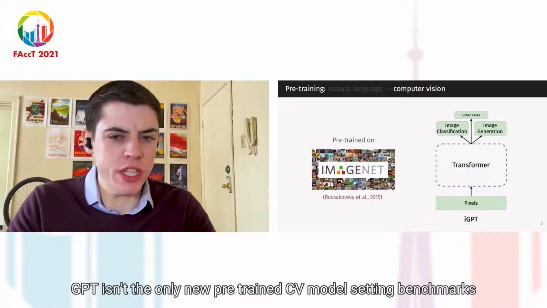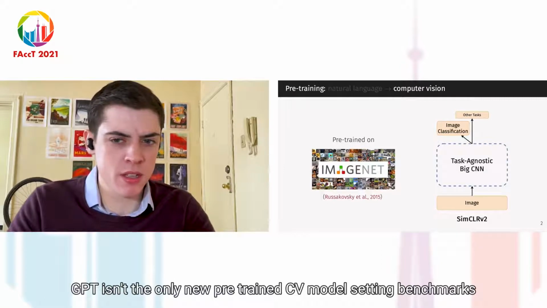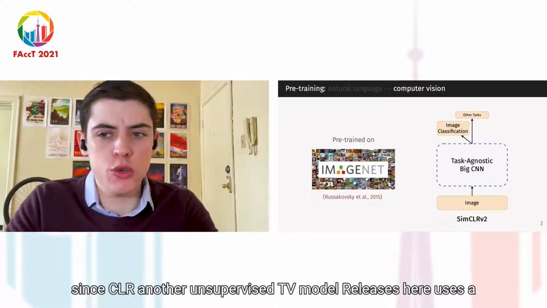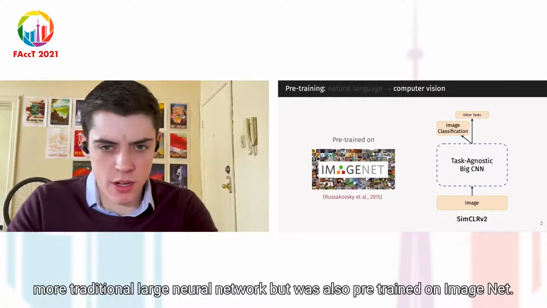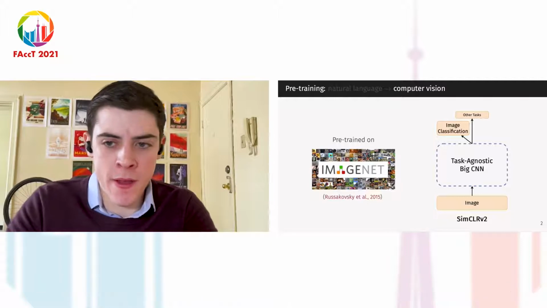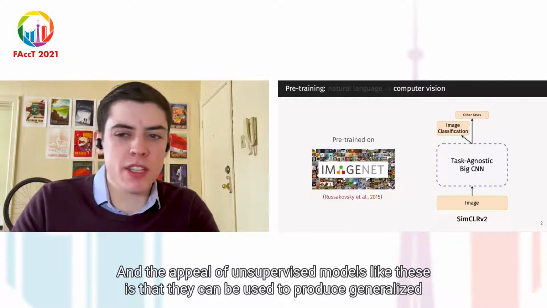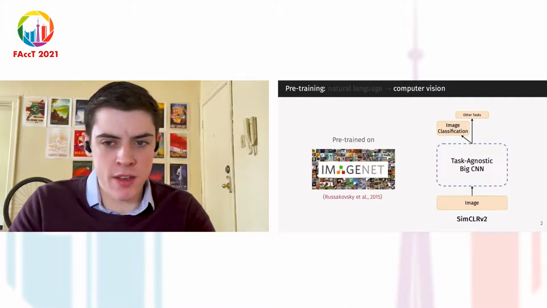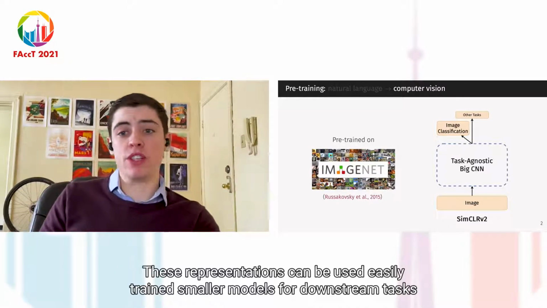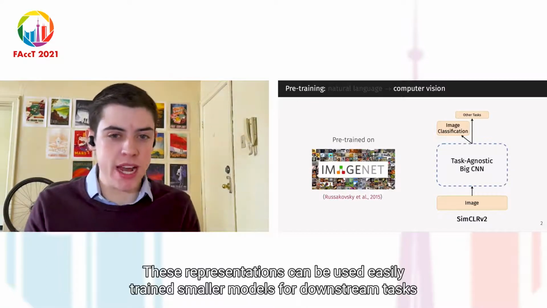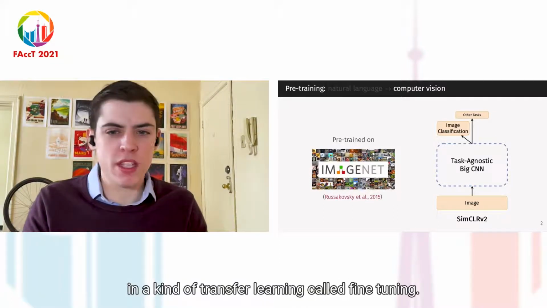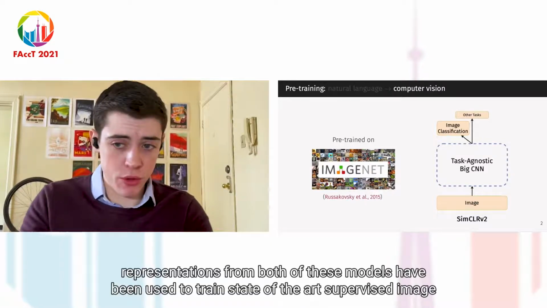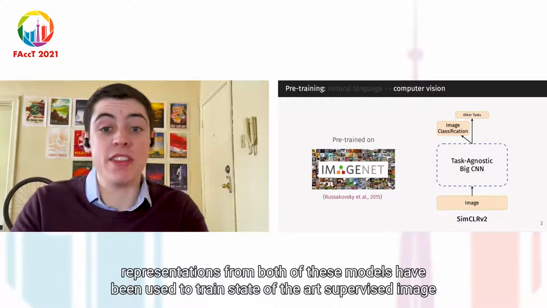GPT isn't the only new pre-trained CV model setting benchmarks. SimCLR, another unsupervised CV model released this year, uses a more traditional large neural network, but was also pre-trained on ImageNet. And the appeal of unsupervised models like these is that they can be used to produce generalized representations for images. And then these representations can be used to easily train smaller models for downstream tasks in a kind of transfer learning called fine-tuning.